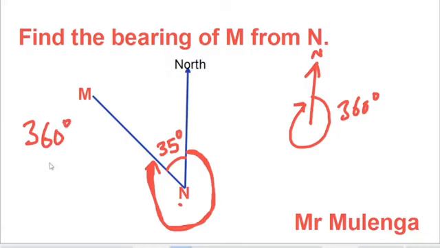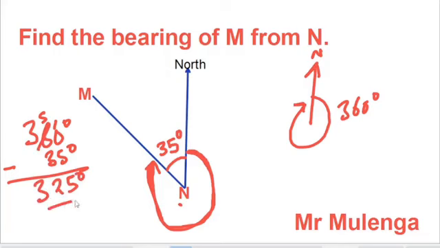Since you have a 35 here, to find this remaining angle, we will just get 360 degrees minus 35 degrees. So 0 minus 5 can't, we borrow a 1 from 6, we remain with a 5. So 10 minus 5 is 5. 5 minus 3 is 2. Then 3 minus 0 is 3. So this will be the bearing, which is 325 degrees. So this will be the bearing of M from N.